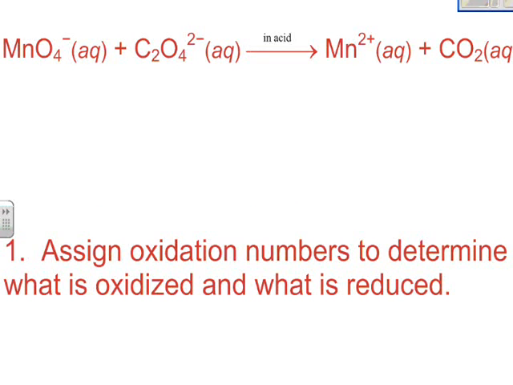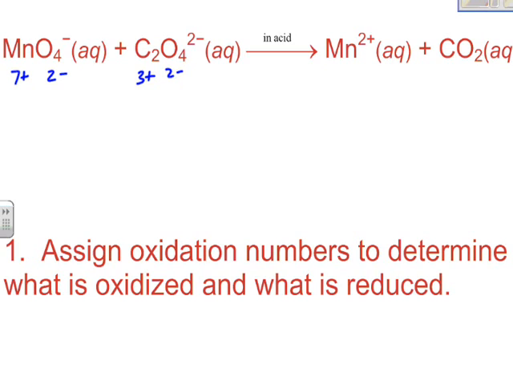Step number 1, we're going to assign oxidation numbers to determine what's being oxidized and what's being reduced. So again, if we go with oxygen as a 2-, so it's 2- for the oxygen, and that gives us 8 minuses, but we want it overall to be -1, so the manganese here is a 7+. And then if we look at the oxalate ion, the carbon, again if we go with 2- for the oxygen, there are 4 of them, that's 8 minuses. We want it to be overall a 2-, so that means the 2 carbons have to total 6+. So each carbon is going to be a 3+.